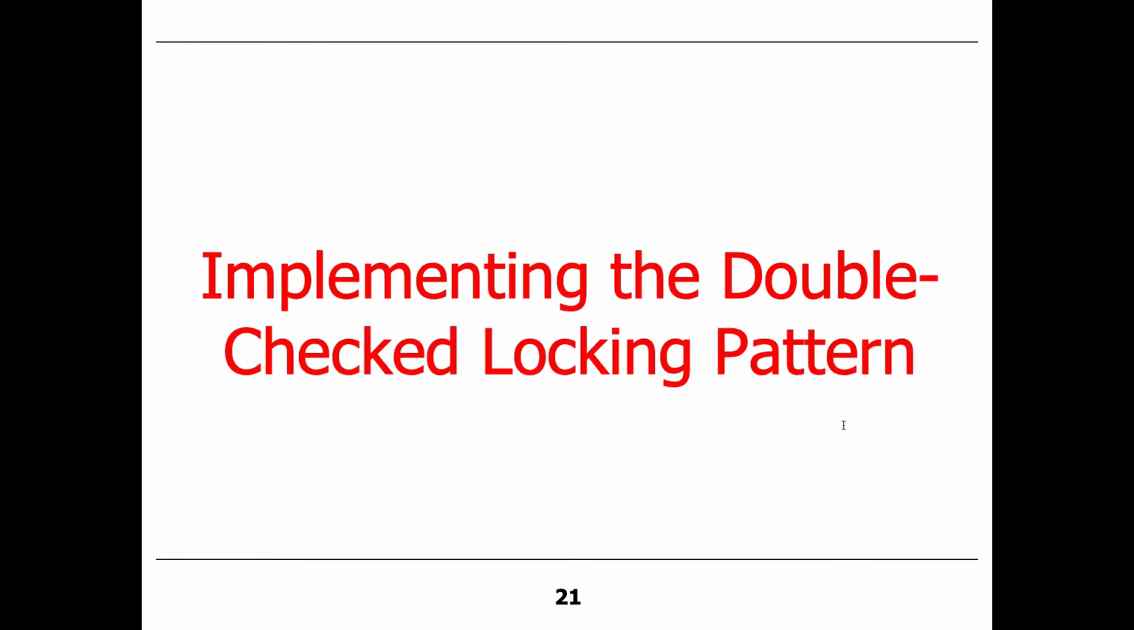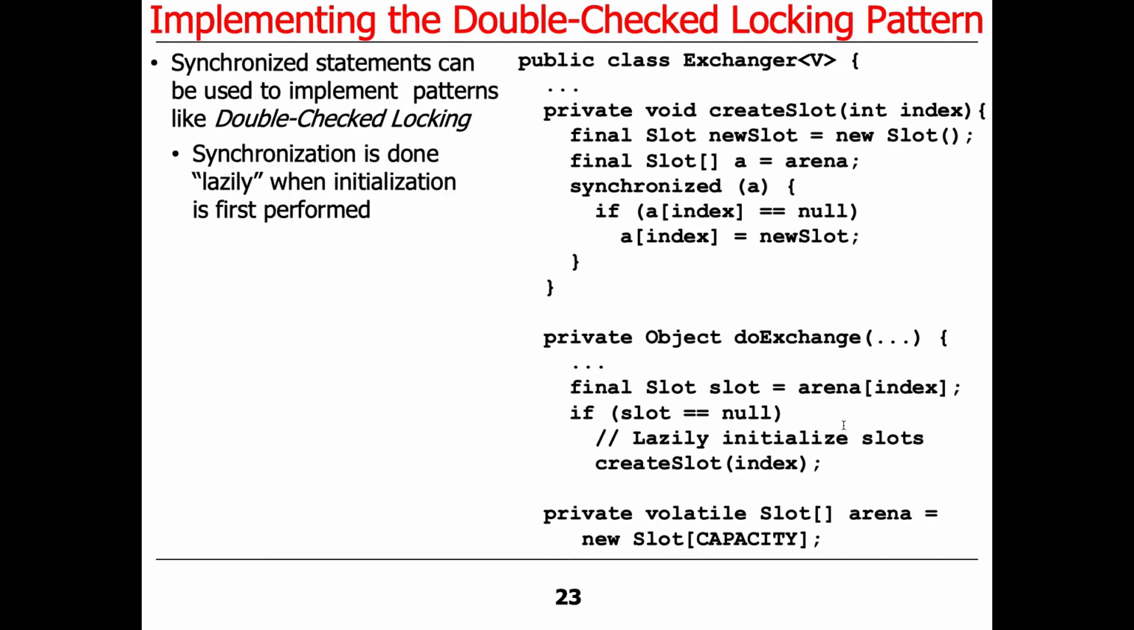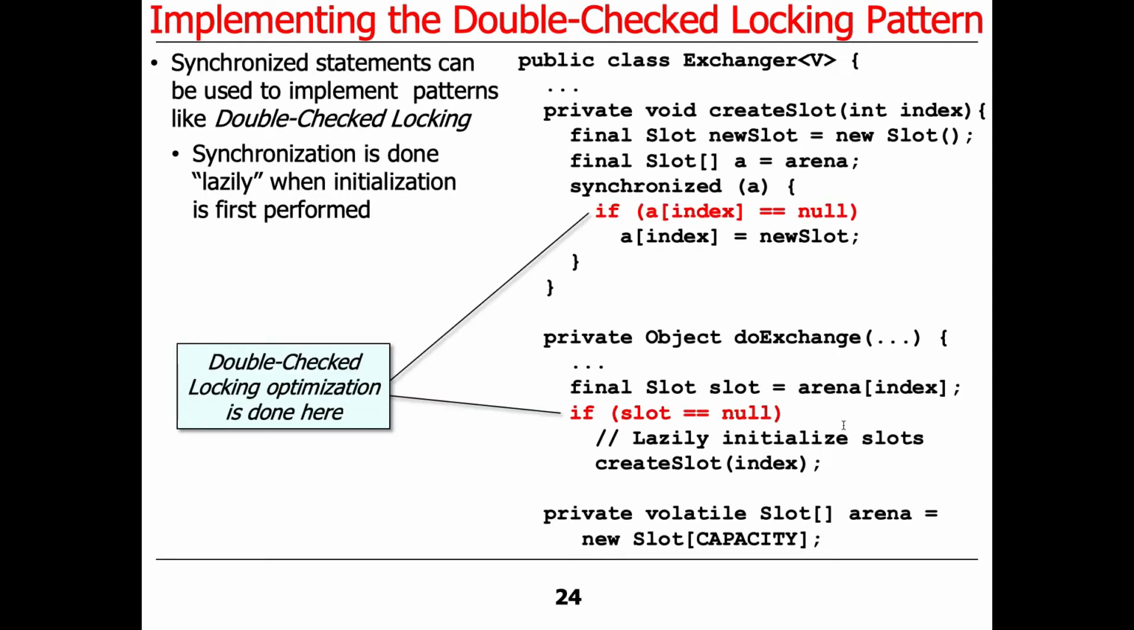Let's talk briefly about an interesting use of this example to demonstrate a pattern called the double check locking pattern. You can read more about that pattern here. That's a pattern that I wrote, again, over 20 years ago. And this is an illustration of how that pattern is applied in many different things, including this Java Exchanger class. So the whole point here is that synchronization is done lazily when the initialization is first performed, right here.